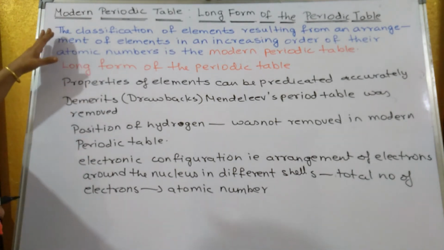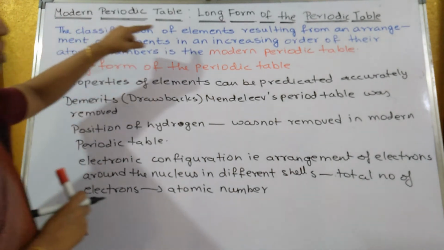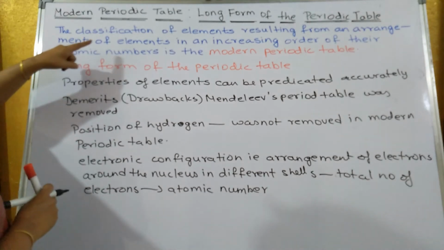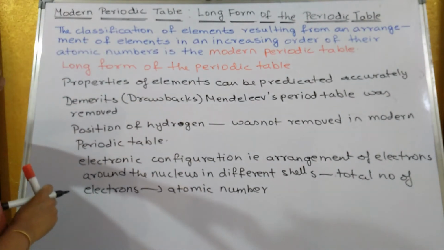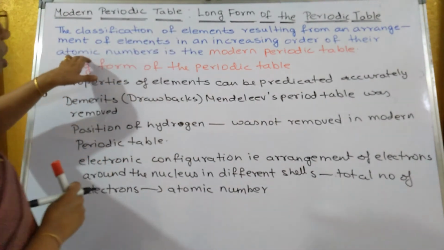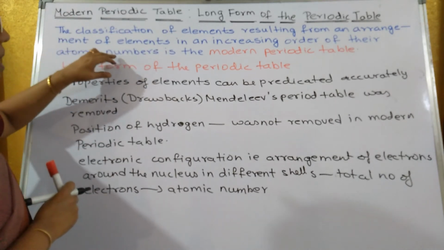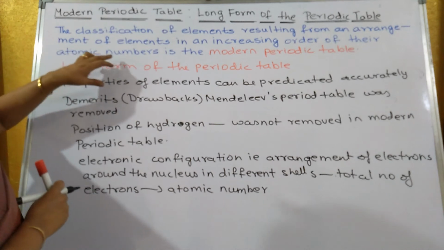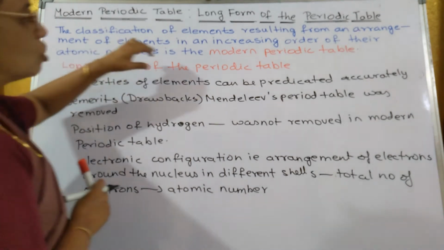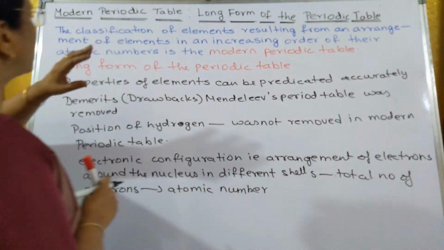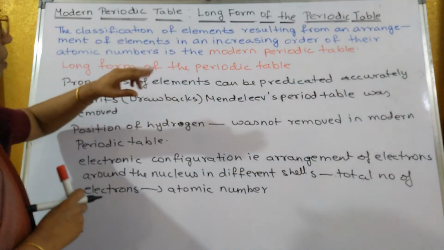अभी पीरियोडिक टेबल, मॉडर्न पीरियोडिक टेबल क्या है? क्लासिफिकेशन ऑफ एलिमेंट रिजल्टिंग फ्रॉम एन अरेंजमेंट ऑफ एलिमेंट्स. तो एलिमेंट्स को अरेंज करता है कैसा? इंक्रीजिंग ऑर्डर ऑफ एटॉमिक नंबर. पहले साइंटिस्ट किसके बेसिस में अरेंज करता था? एटॉमिक मास के ऊपर. अभी एटॉमिक नंबर के ऊपर अरेंज करता है एलिमेंट. इसको बोलते हैं मॉडर्न पीरियोडिक टेबल. इसका दूसरा नाम क्या है? लॉन्ग फॉर्म ऑफ द पीरियोडिक टेबल.